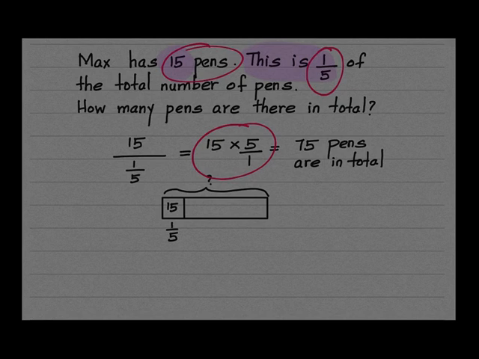The answer is 75 pence in total. So if you know the size and if you also know the fraction of it, just divide and then take the reciprocal of it and multiply. You will get the answer.